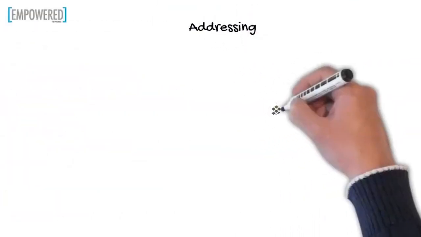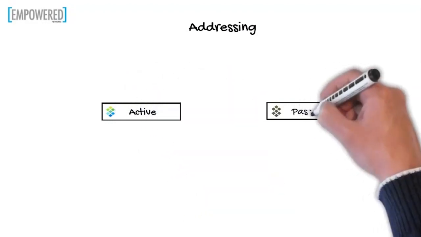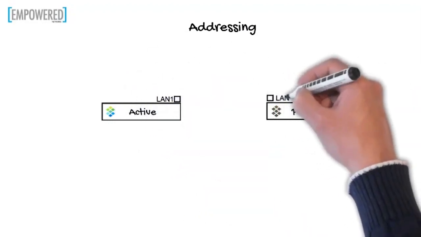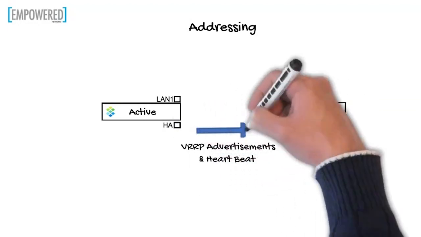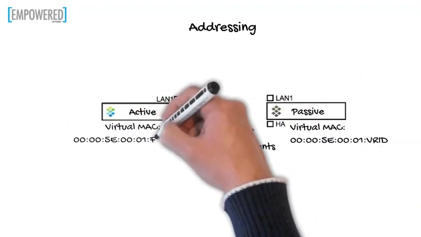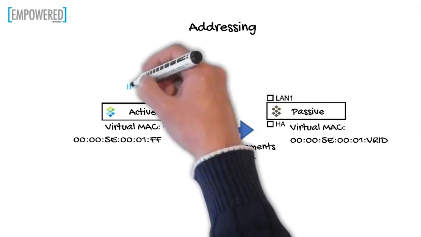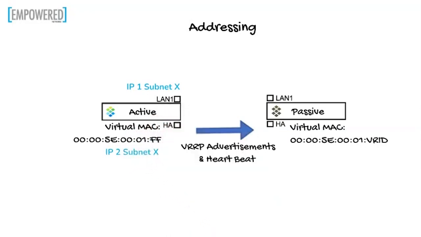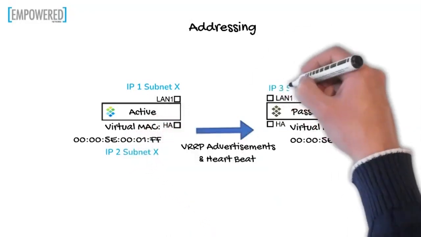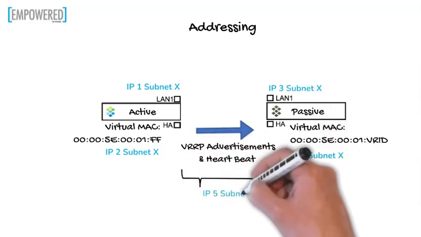The VRRP advertisements from the active unit's HA port to the passive unit's HA port are done over layer 2 between the two virtual MAC addresses that are part of the VRRP protocol. This layer 2 requirement forces that all IP addresses must be on the same subnet. This includes LAN 1 and HA for the active unit, LAN 1 and HA for the passive unit, and the virtual IP that's shared between the two units.